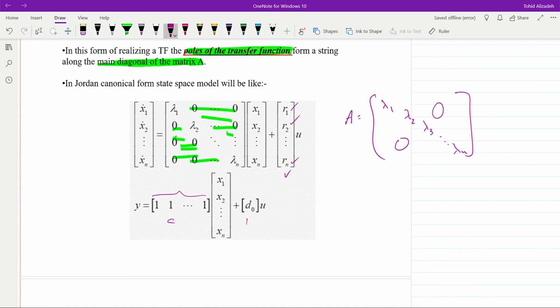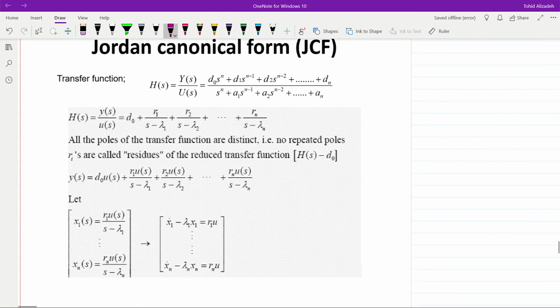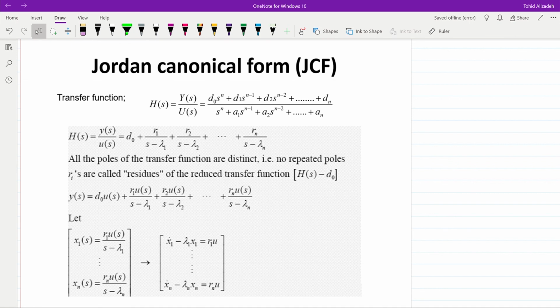And for the D, we will have D0 if the order of the numerator and the denominator are the same. Here you can see how those values are obtained. We have the transfer function in this form: y over u is equal to d0 s to the power of n plus d1 s to the power of n minus 1 up to dn, and at the denominator we have 1 times s to the power of n plus the rest of the terms. Then we can rewrite h of s in this form. It will be equal to d0 plus r1 over s minus lambda 1 plus r2 over s minus lambda 2 up to rn over s minus lambda n.